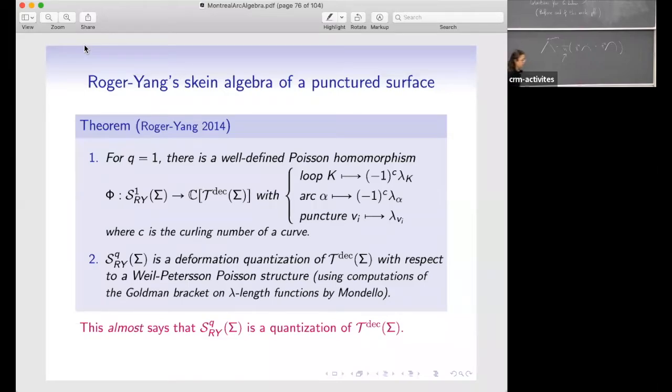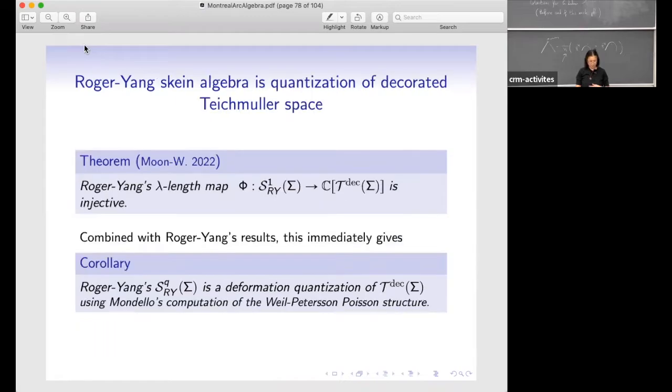And so they needed this phi to be injective for it to be a quantization of the decorated Teichmuller space. And that's what I proved with Han-Bom, in the papers on the arXiv. As a corollary of it being injective, you get immediately that it's a deformation quantization. Okay, so it's just the same story generalized.